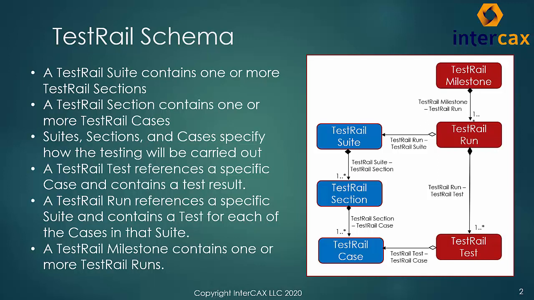The blue elements represent the test plan, a test suite divided into sections, each section containing test cases that describe how testing will be done. The red elements represent the results of that testing, a milestone composed of test runs containing tests. In TestRail, a run represents the results of a specific test suite, and its tests correspond to each of the test cases inside that test suite. Use of the 6 relationships shown between these artifacts will be covered in the next video.